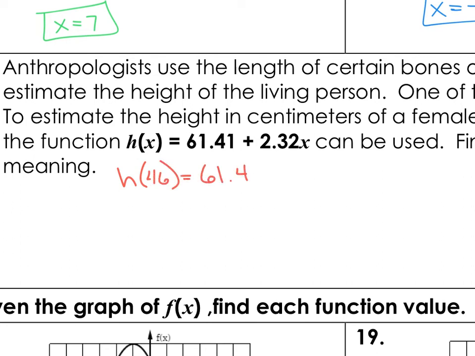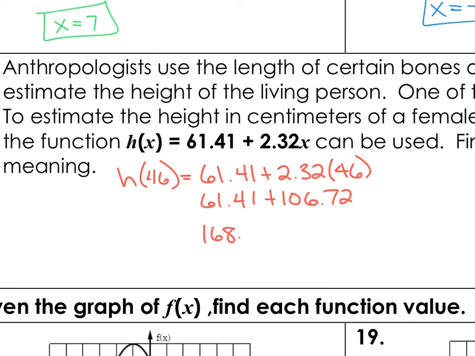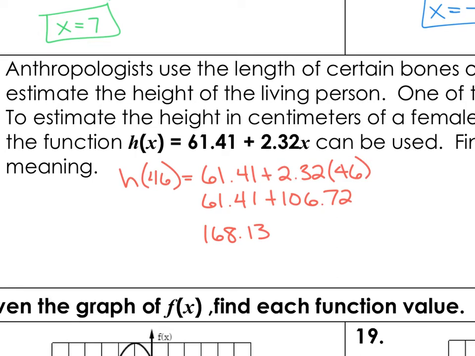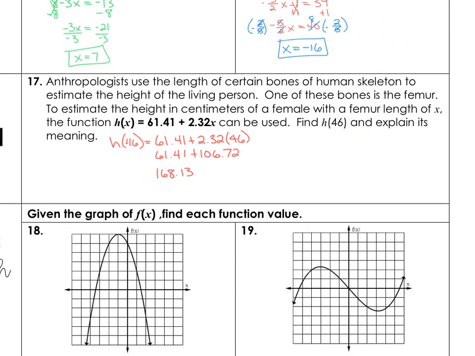So 61.41 plus 2.32 times 46. Let me grab my handy-dandy calculator. We'll see what this would be. 2.32 times 46 is 106.72. And then when I add that to 61.41, that gives me 168.13.